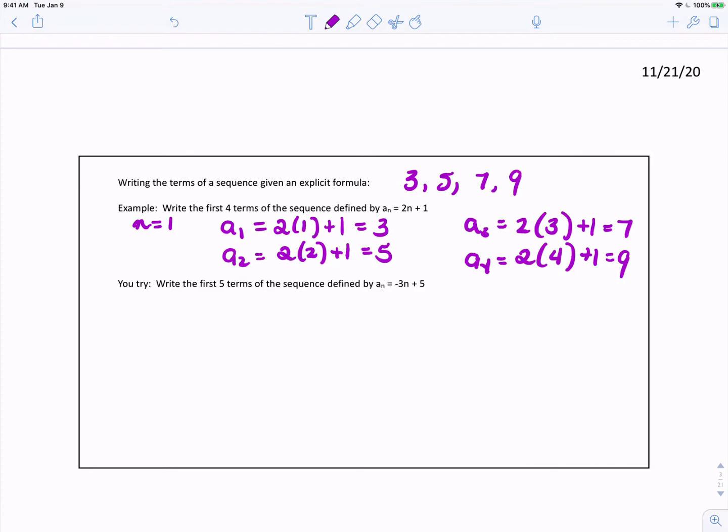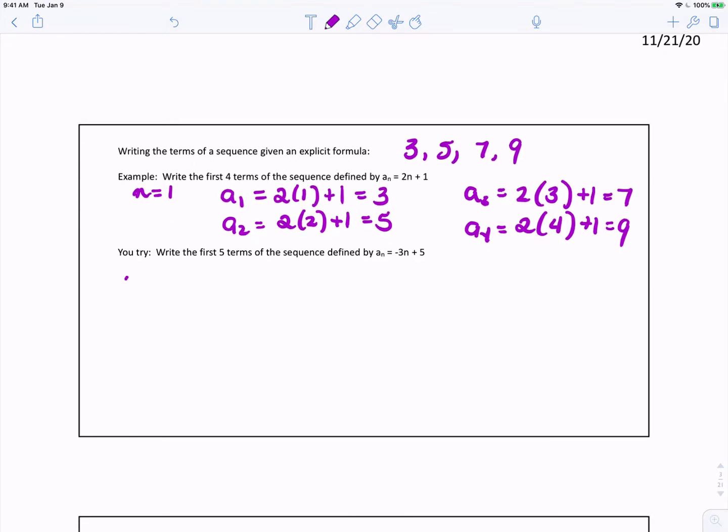So all you have to do to write down the terms of a sequence is to substitute the first n counting numbers that you're given. Here, you try the next one. Write the first 5 terms of this sequence defined by a sub n is equal to negative 3n plus 5. All right, let's check your work.